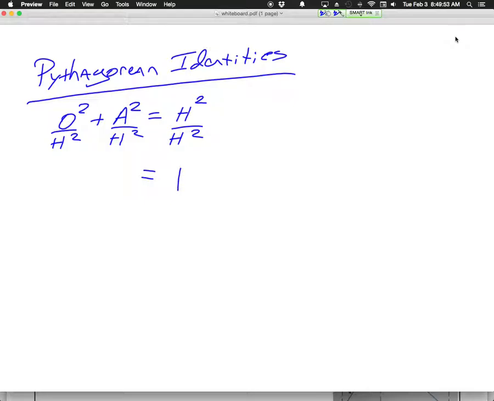And let's go in and figure out what these things equal. What does O represent again? Opposite, and the h is hypotenuse. What's opposite over hypotenuse? Sine. So what can I replace O squared over h squared with? Sine squared. What does the A stand for? Adjacent, and the h? Hypotenuse. So adjacent over hypotenuse is cosine. So there is our first Pythagorean identity and the most important one. Sine squared plus cosine squared equals 1.